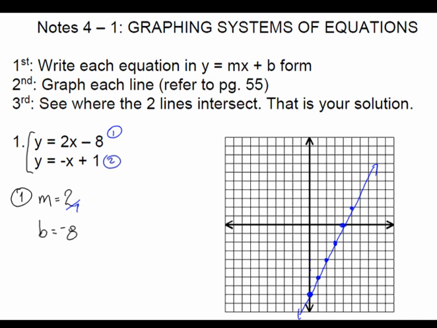For equation number 2, again, find my slope and my y-intercept. My slope in this case is going to be negative 1, and my y-intercept will be 1. I go to my graph, I go up to 1, place a point. I rise 1 and run 1 to the left. Do that several times. You can do it also by going down and going to the right. And we go through and we draw a line connecting our points.